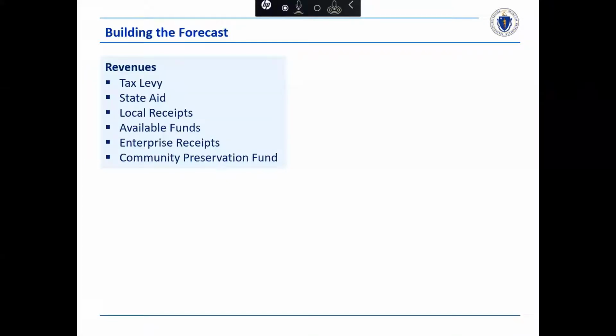Some communities have also adopted local option sources. Those include the Community Preservation Fund and the Enterprise Fund. Generally, these optional revenues are self-supporting, so the expenditures are based on the available revenues.